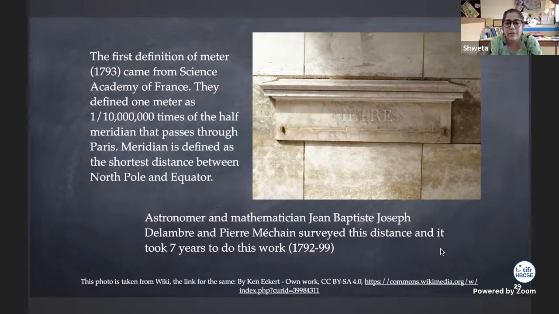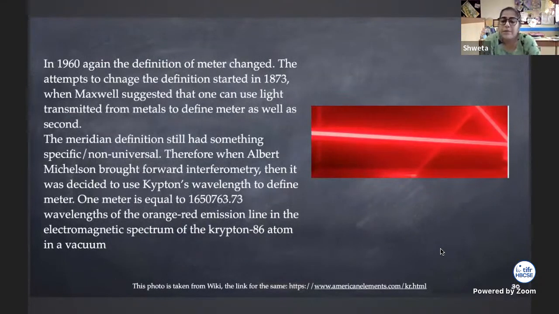But of course, this happened in Europe. But this is the first definition of meter. People were still not happy with this definition because it was still something earthly, something specific, because this meridian distance was taken from the meridian which passes through Paris, because this was done by the Science Academy of France. So scientists were still not happy because they wanted some measure which is very universal. It's not about any country. It's not about this earth.